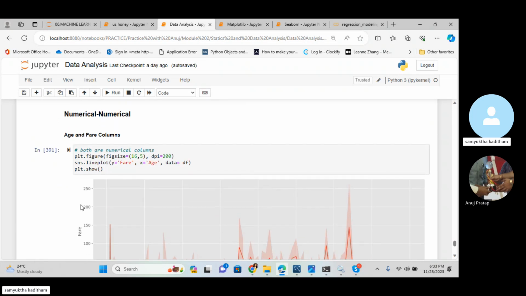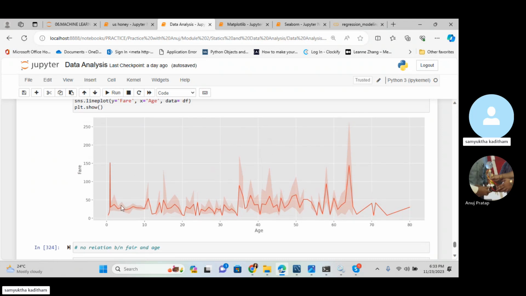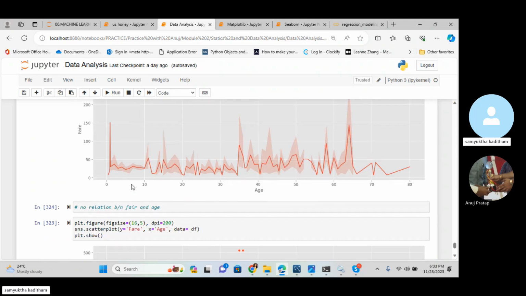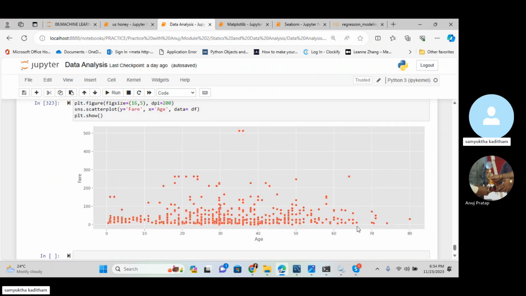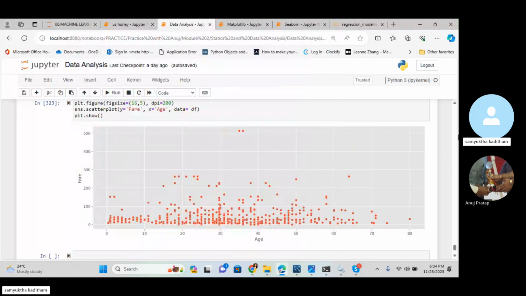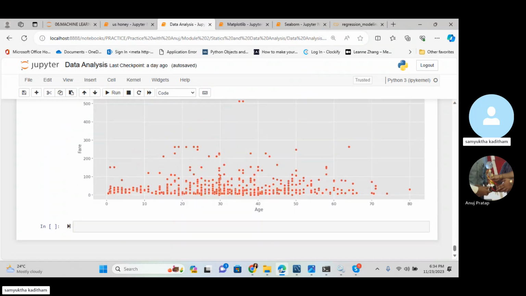And now the numerical columns age and fair, we also plotted. Here also the line plot does not give much information. It's very flat. There is no increment or decrement. It's very flat, so there is no relation between fair and age. Same thing with the scatter plot. It is also showing flat information, with no increment or decrement. So there is no relation between age and fair also.